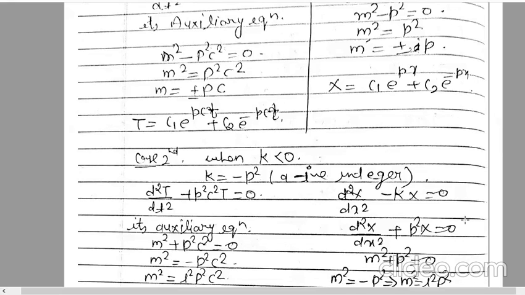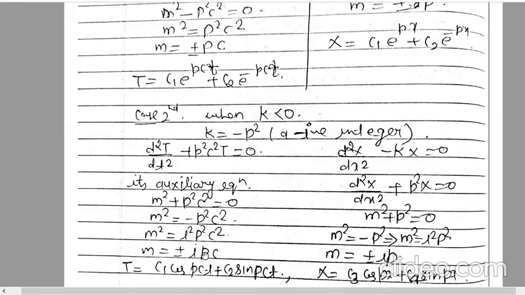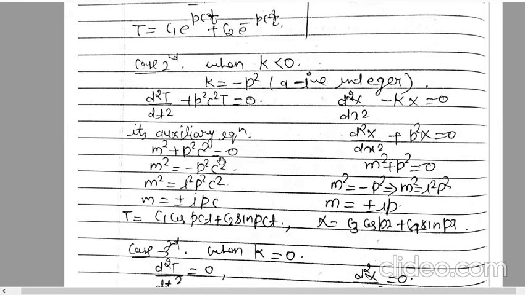Now, case second is when k is less than 0. That means k is negative. So k is equal to −p². Its auxiliary equation will be m² + p²c² = 0. m² = −p²c², m² = i²p²c². So we can see that the roots are imaginary. So our solution will be T = c1 cos pct + c2 sin pct. And for the distance, our solution is X = c3 cos px + c4 sin px.